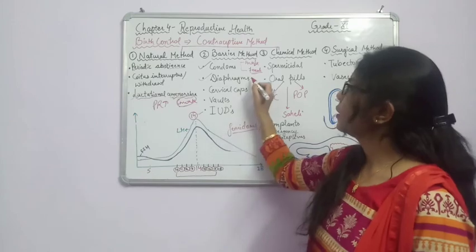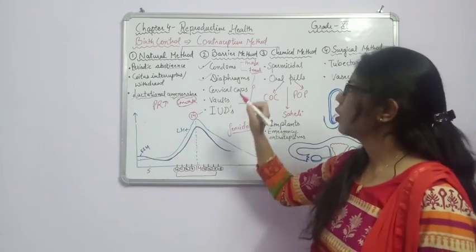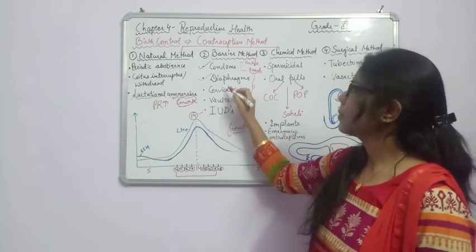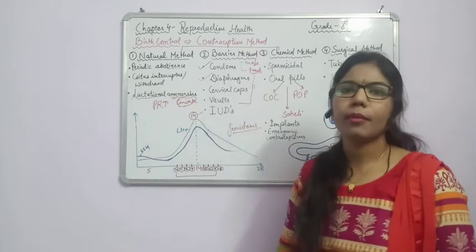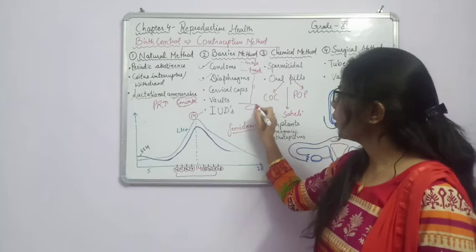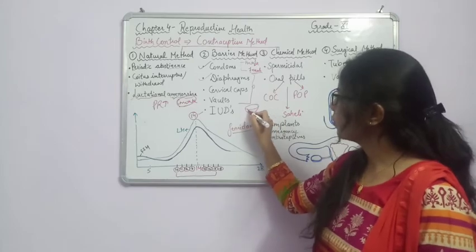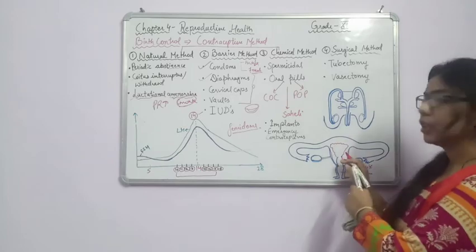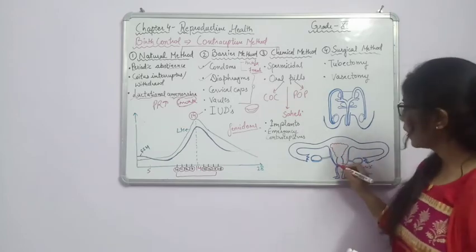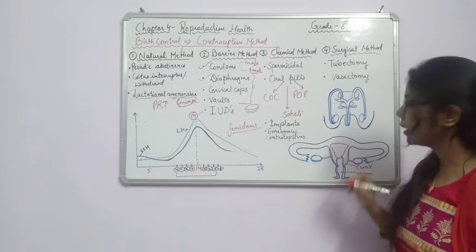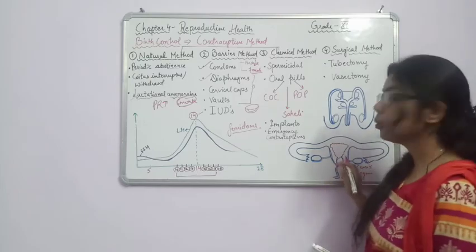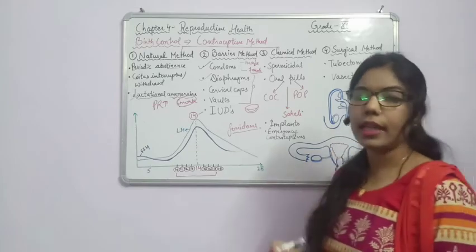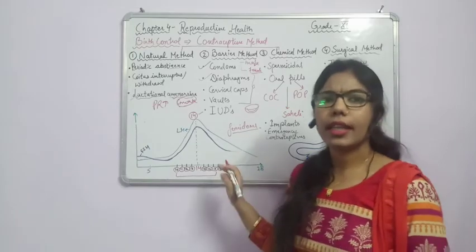And here, diaphragm, cervical caps, vaults. All these three are almost the same. We can say cervical caps are miniature forms of the diaphragms. What are they? A circular cap-like structure which can be fitted into the cervix. So if they are fitted into the cervix, what will happen? The sperm is not able to travel with the ejaculation towards the uterus and no fertilization takes place.